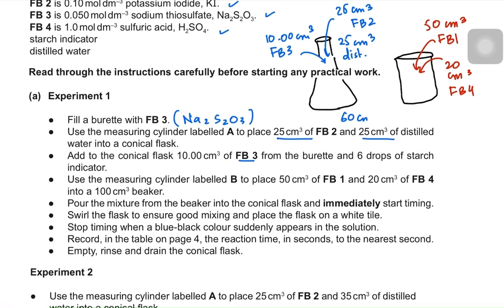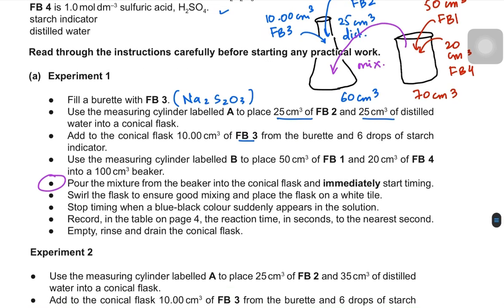Because your fifth bullet says pour the mixture from the beaker into the conical flask. You can understand how the conical flask has a total volume of 60 cm cube and the beaker has 70 cm cube. When you mix them, they will be 130 cm cube, right? Because when you're pouring the mixture from the beaker into the conical flask, you're mixing them and the total volume is going to become 130 cm cube. And then obviously you time it.